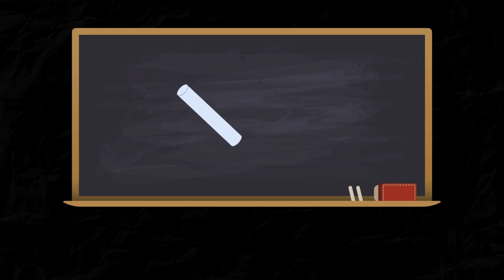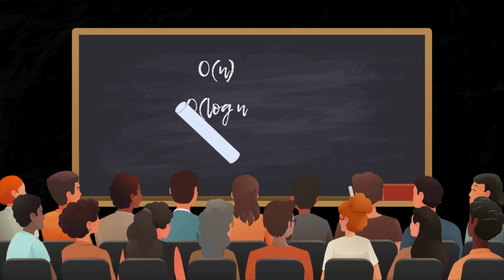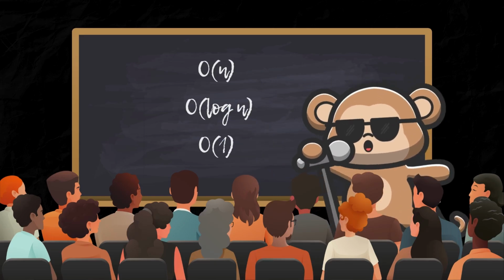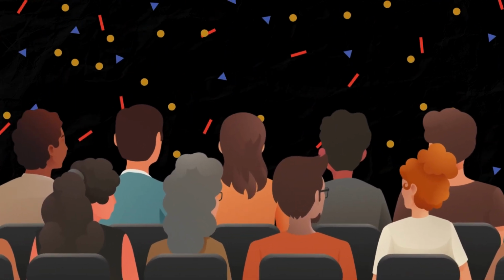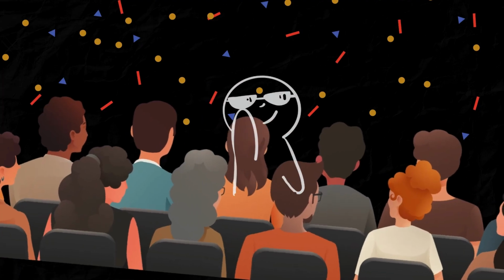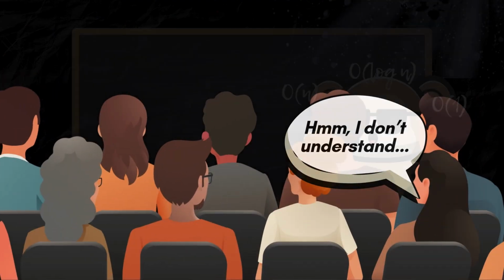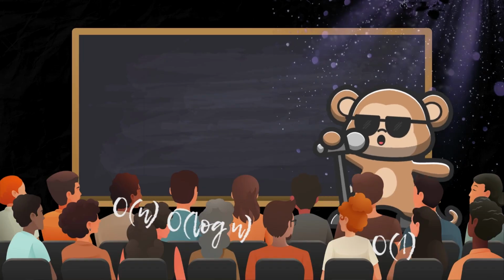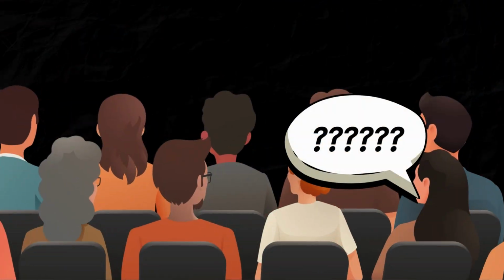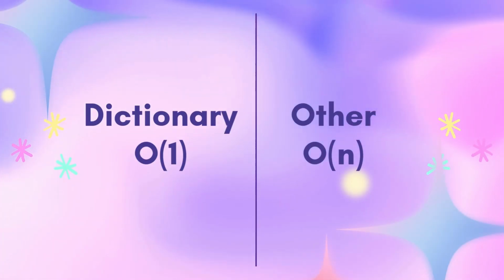Have you ever heard terms like O(N), O(log N), or O(1) in computer science? You know, those words that instantly make everyone look smarter. Yes, before I understood them, every time someone said these terms, I felt like they were casting a spell. But today, we're breaking it down the easy way.